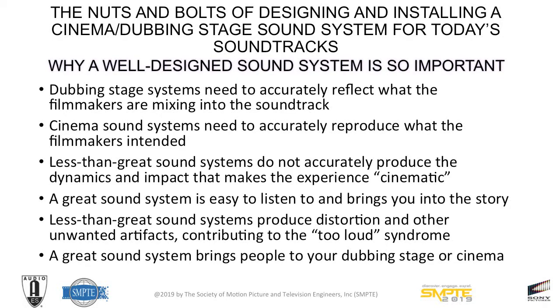Dubbing stage systems need to accurately reflect what the filmmakers are going to be mixing into the soundtrack. So when you're on that mix stage and you've done all this work to design something, and you're trying to make the right blends, and you're trying to figure out how to spread it and do all of the things that we do during mixing, the sound system has to be able to accurately tell you what that really is so that you know what you have. And that's a pretty big challenge, actually. On the other side of it, the sound systems in the cinemas, if they're done right, should accurately reproduce what went on in the mix stage.